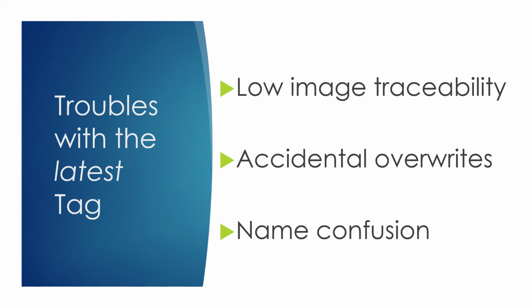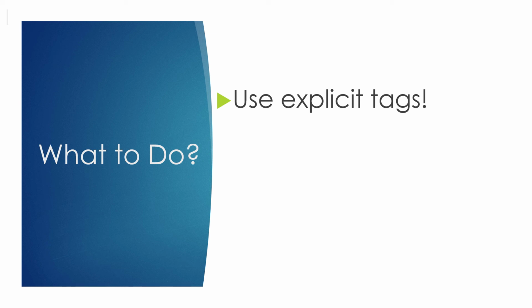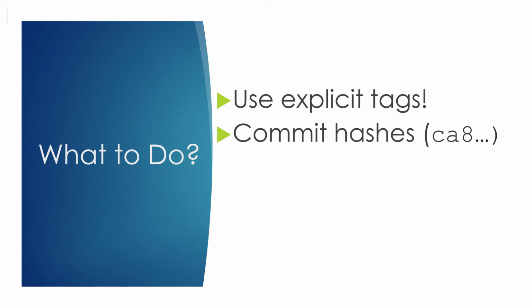Alright, but enough with the troubles. What can you do to avoid such troubles? The most important thing is to use explicit tags, and never rely on the default latest tag. Here are 3 ways to add explicit tags. First, use the commit hashes or perhaps just a part of the hash string. This means that when you build a Docker image to include source code from some Git repository, then use the commit hash from the Git repository as a Docker tag for your image.